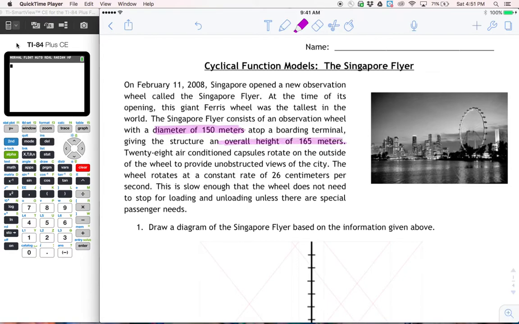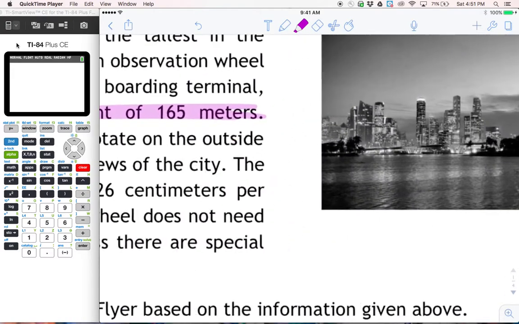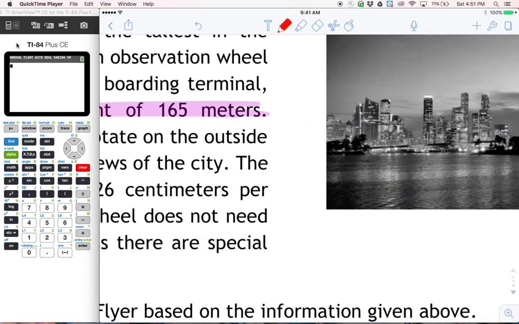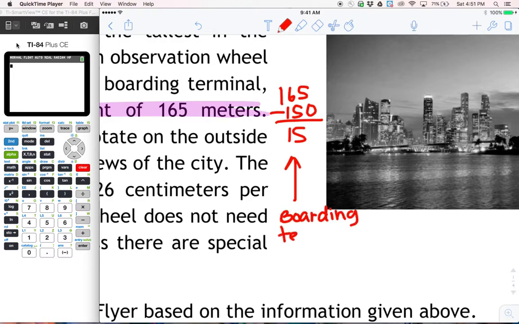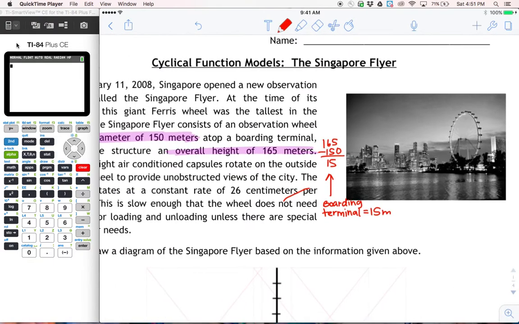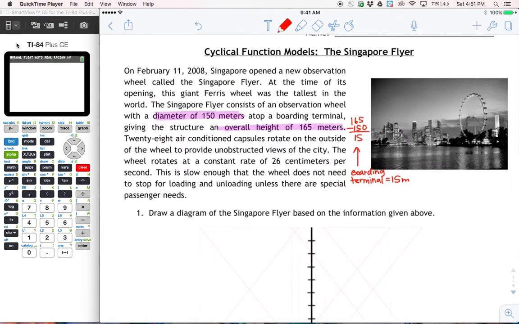Okay, you should definitely stop right here and make a note that if the overall height was 165 meters and the diameter of the wheel was 150, then that means that your boarding terminal must be how tall? 15 meters, okay? All right, let's keep going here.